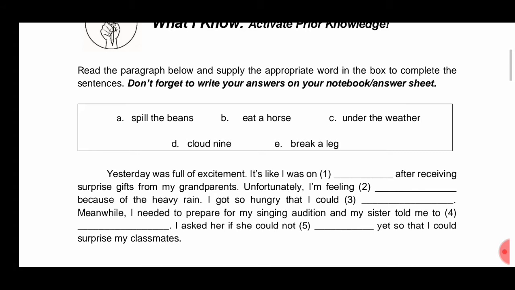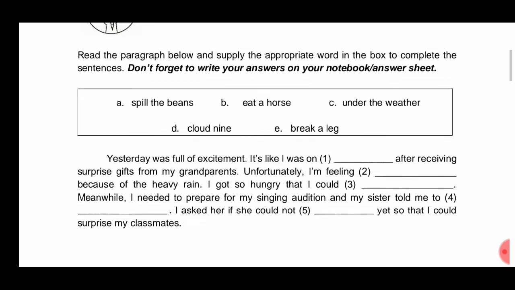Okay, next example here. I got so hungry that I could blank. If you are hungry, what are you going to do? Our clue here is hungry. When you are hungry, you feel like eating a horse. So the answer is, I got so hungry that I could eat a horse. Yes, very good. So let us move forward.